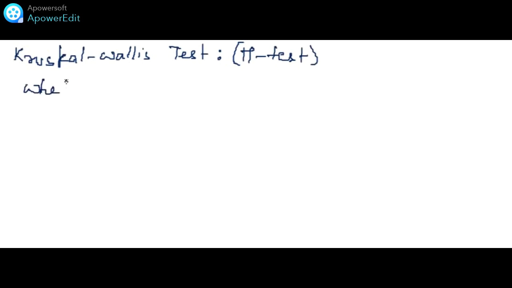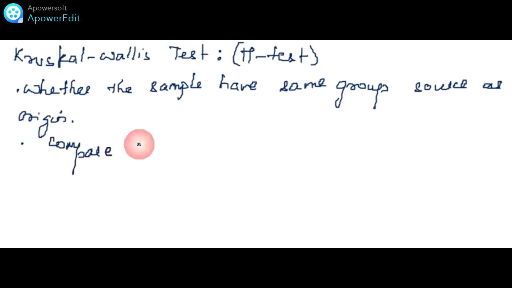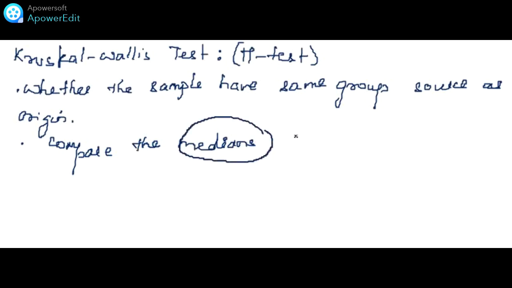So whether the samples have the same group origin or not, the same population or not. Okay, so this is used to compare the medians of more than two groups. Here the medians are used. Compare the medians of more than two groups.